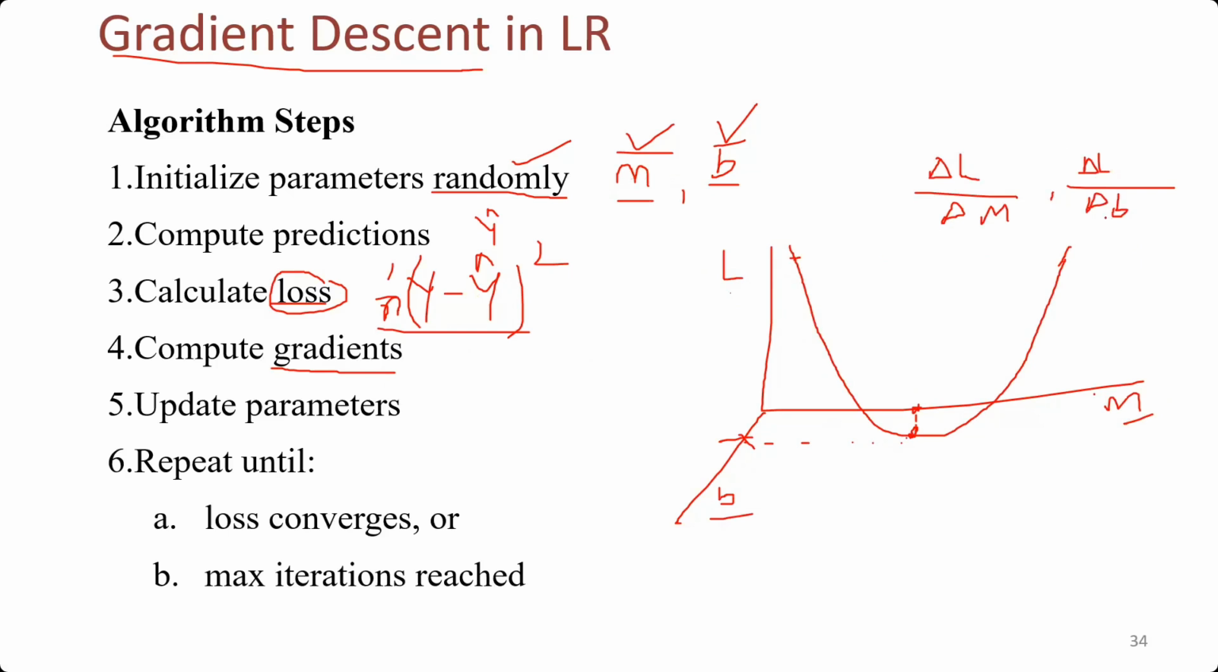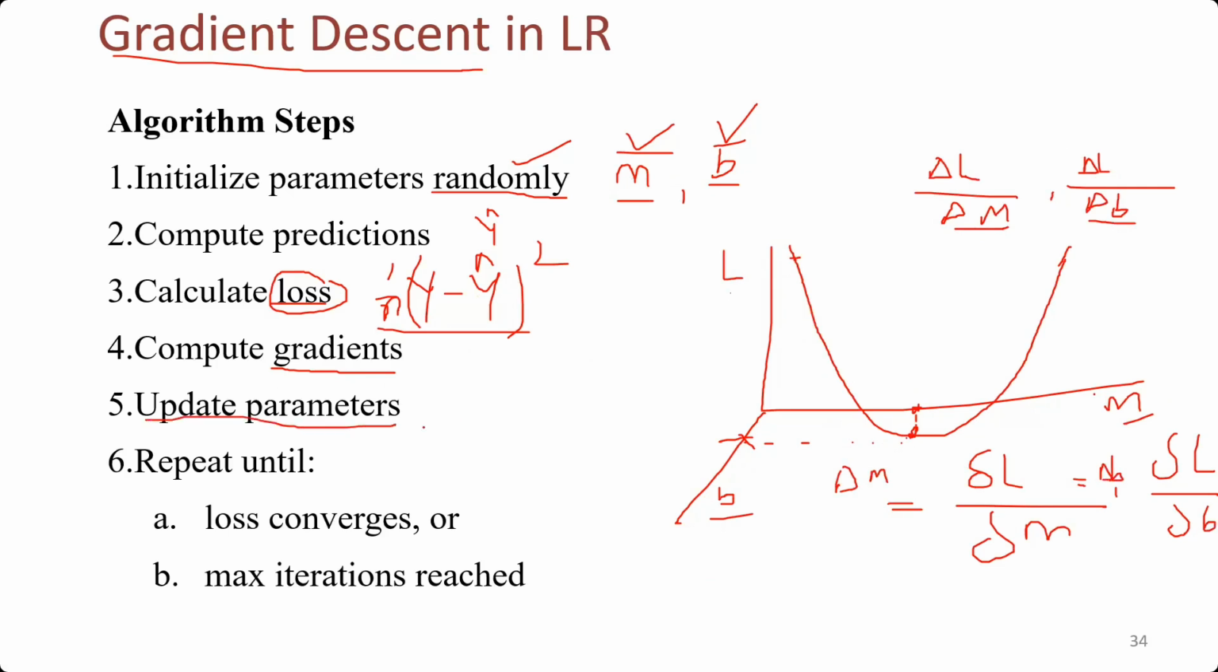Okay, I may consider it with respect to either b or m. So that's why we consider the partial derivative with respect to either m or b. That gives me delta m or delta b. And then what I will do is update the parameters. The next step is to update these parameters.